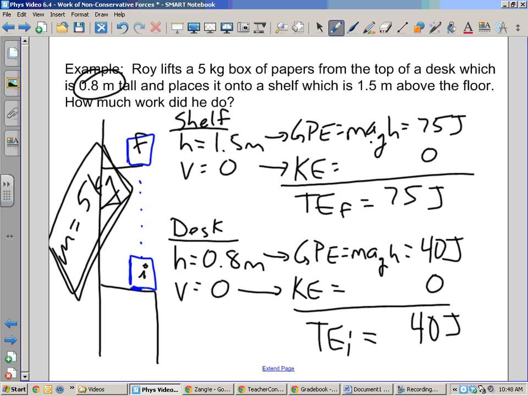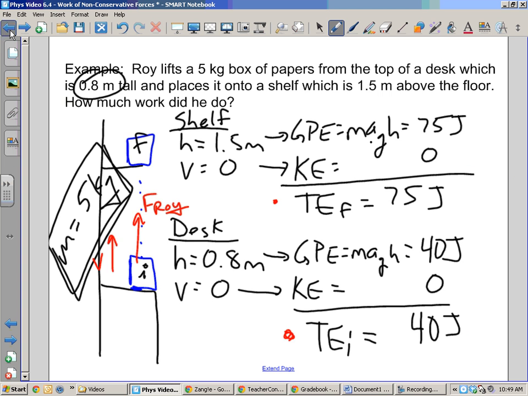So check it out. In the whole last video, we kept saying that our total energy is constant, that the amount of energy that you begin with is the same as the amount that you end up with. But now that's not the case because there was a non-conservative force, right? Specifically, Roy. Roy is a non-conservative force here, right? Because he is exerting a force. He's not gravity, and he's exerting a force in the direction of motion, right? Because of that, our total energy has changed. Here's the result of it. The total energy went from 40 up to 75.